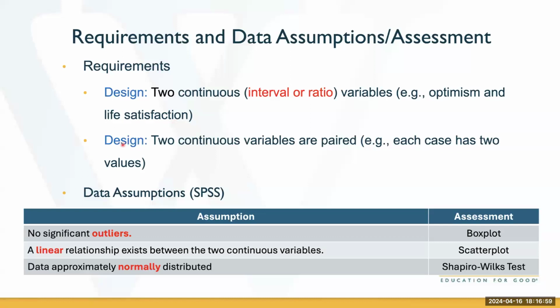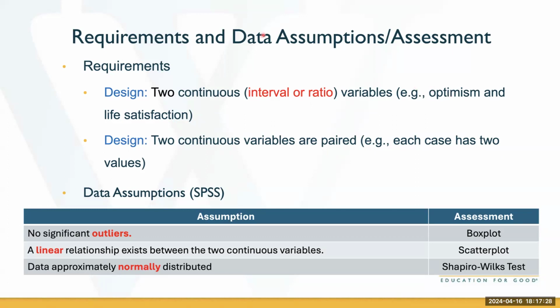Also, design-wise, these 2 variables are paired, meaning that the data from optimism is coming from the same individual that gave us the life satisfaction data. So if you were conducting this research, you would ask your participants to give you their rating of their optimism and their life satisfaction, okay?